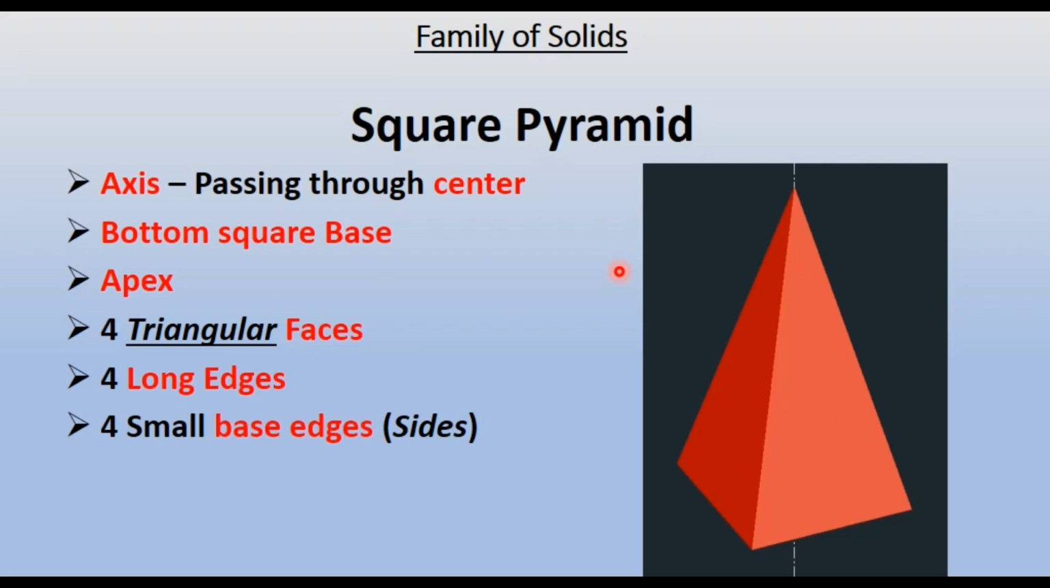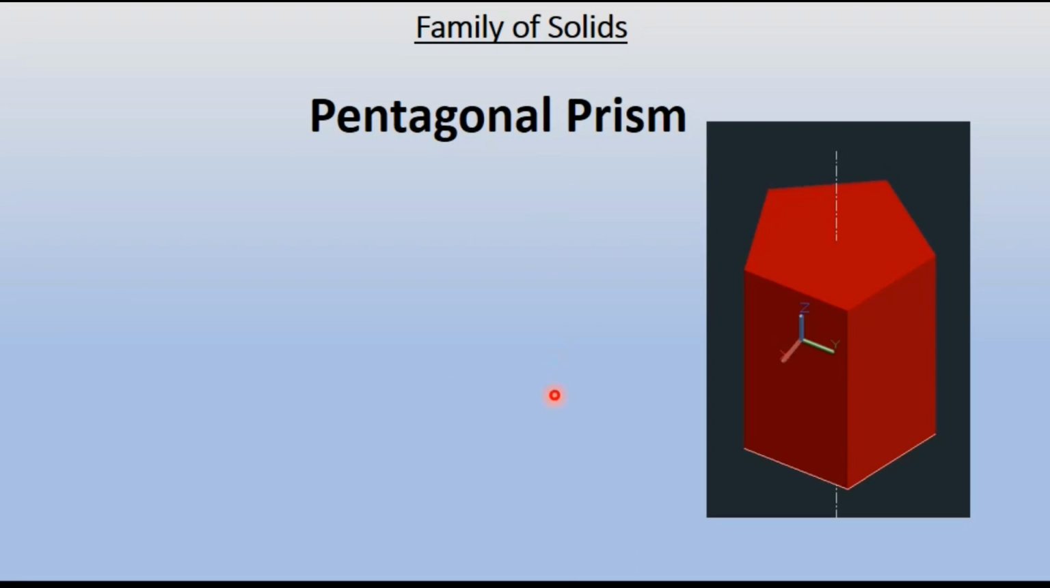So one thing you can deduce from all pyramids, like square pyramid, triangular pyramid, hexagonal pyramid, pentagonal pyramid, is that all the faces will be triangular in shape, and for the prisms all the faces will be rectangular. Now here we have a pentagonal prism. As you can see on your screen, this is a pentagonal prism.